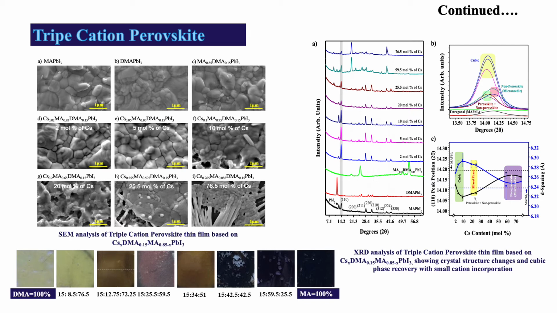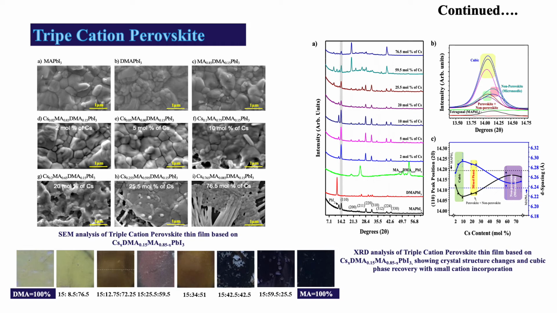But beyond that, we notice that there is segregation of the lead iodide, and also there is a distortion in the structure. We investigated it up to almost 76.5 moles of cesium. We noticed that at that concentration there are needle-like structures, and also from the XRD result we can see that it's not a cubic structure anymore.